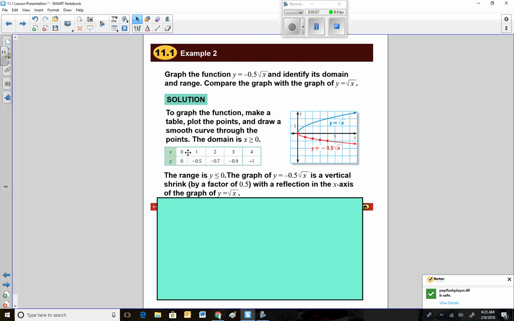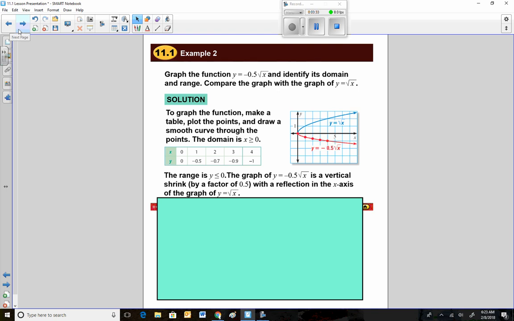We can plug in 0, 1, 2, 3, 4 into the x value and use a calculator and get these decimals. And this is the graph that you would form, the red one. Here's the parent function in blue. Here's the red one. Notice what happened. The red line gets closer to the x-axis than it would have been, and it reflected because the negative sign out in front caused it to flip over the x-axis.